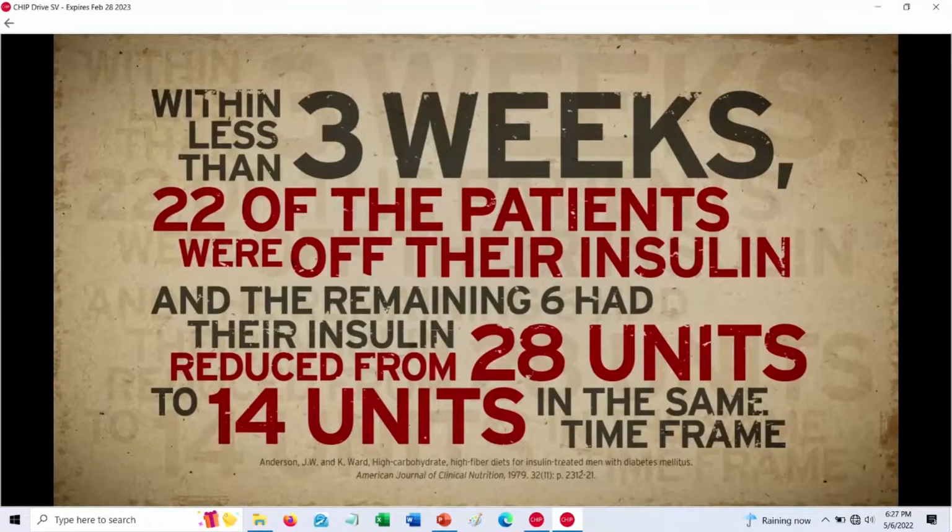For instance, in metabolic ward studies, he took a total of 28 diabetics who were using 14 to 32 units of insulin and placed them on a whole foods diet, simpler foods, plant-based, very low in fat, less than 10%, and high in unrefined carbohydrates and fiber. And here's what happened. Within less than 3 weeks, 22 were off their insulin, and the remaining 6 diabetics had their insulin reduced from 28 to 14 units in the same time period. Now that is a breakthrough.